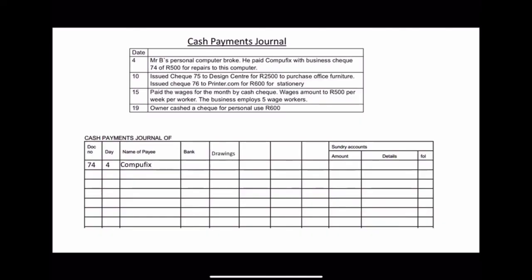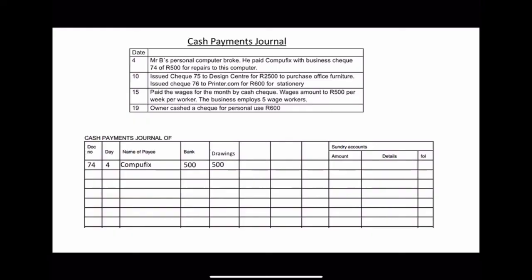What differs now is instead of putting the 500 Rand for repairs, which would be in the sundry accounts, we put the 500 Rand for drawings, because the money isn't being used for repairs for the business's computer, but for the owner's computer, and therefore he's taking funds out of the business for personal use, and it is drawings, and that can be put straight in the bank. Okay, when we're doing this, everything goes straight in the bank. We don't have an analysis of receipts column.